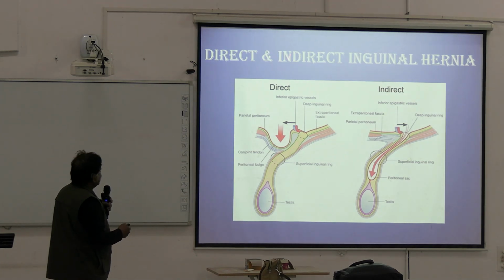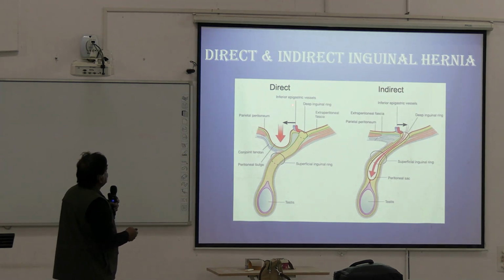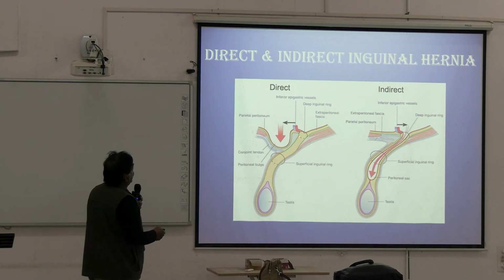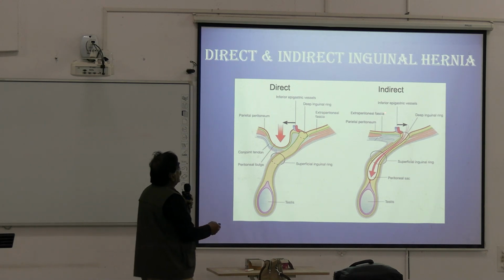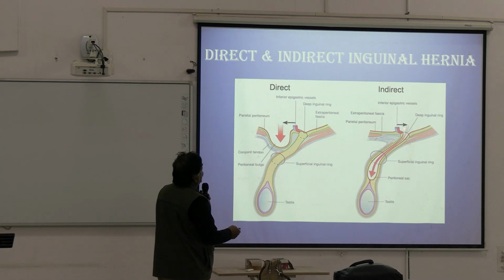Here, see the direct hernia. This is the inferior epigastric artery, the deep inguinal ring. This is the extraperitoneal fascia, and this is the superficial inguinal ring. Parietal peritoneum, conjoint tendon, and the peritoneal bulge here. Now indirect: inferior epigastric artery, deep inguinal ring, extraperitoneal fascia, parietal peritoneum, superficial ring, peritoneal sac.